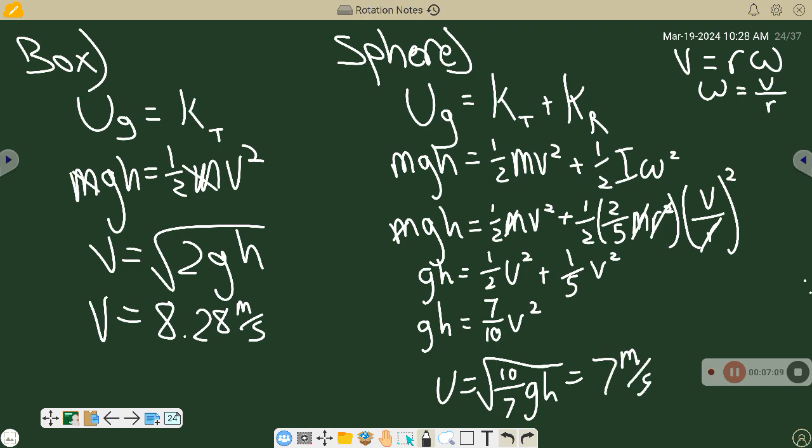There's your answer. So the sphere is actually going to be moving slower than the box. Why? Because it has rotational kinetic energy. The box only has to convert gravitational potential to translational kinetic. But the sphere has to convert to two different types of energy. It has to share that energy between the two. Therefore, it's going to have to be moving slower at the bottom.